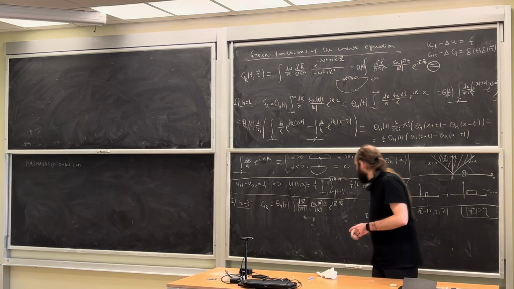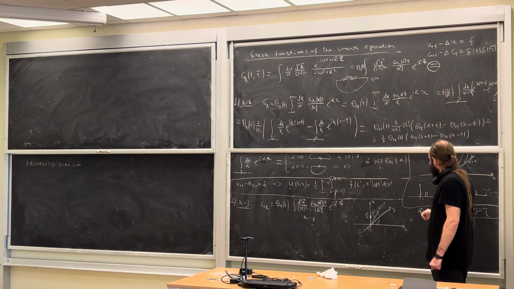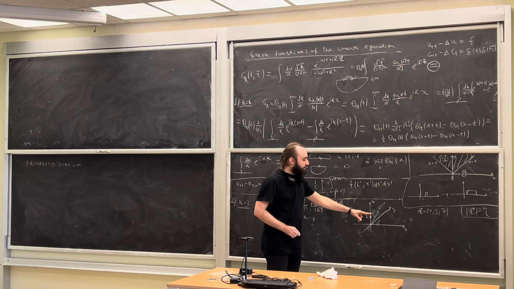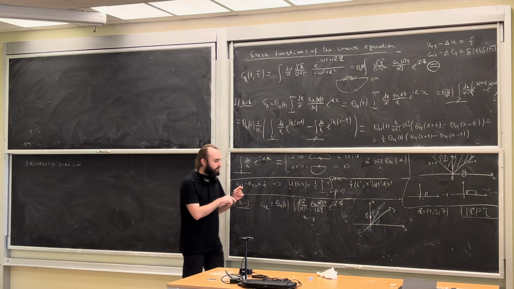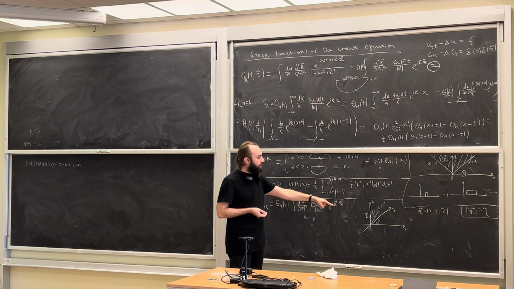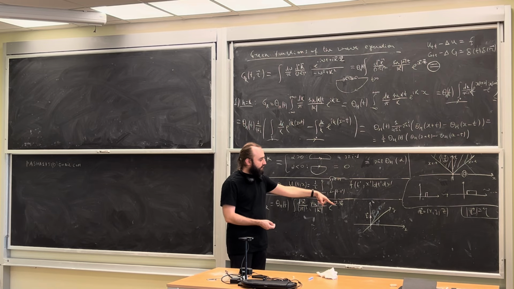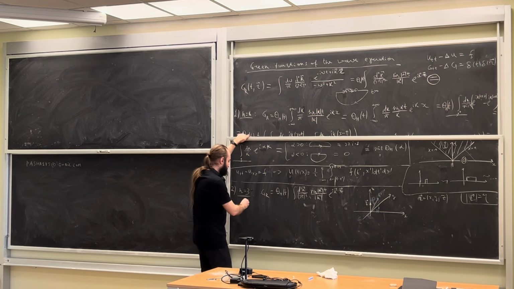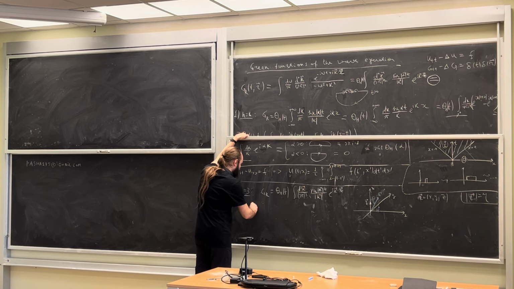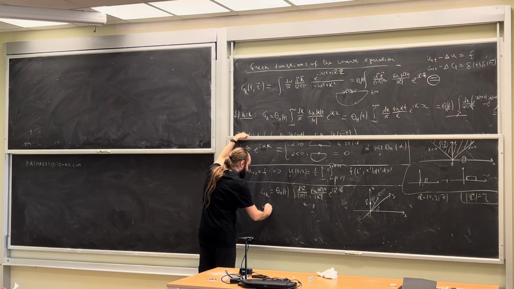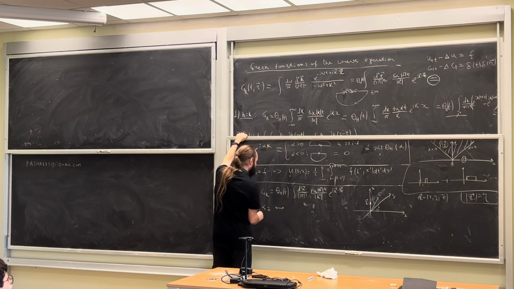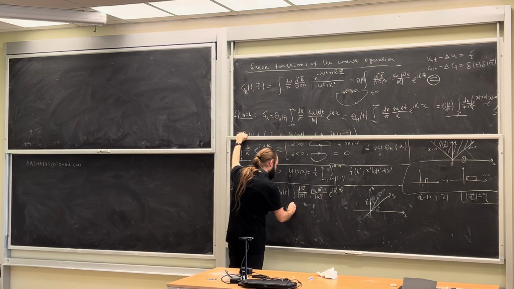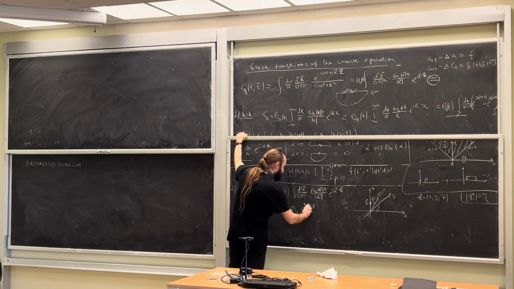So if you look at this picture, how would you write the transition between kx, ky, and kz to spherical coordinates? So we have kx, ky, and kz, and they should be related to the absolute value of k, theta, and phi.